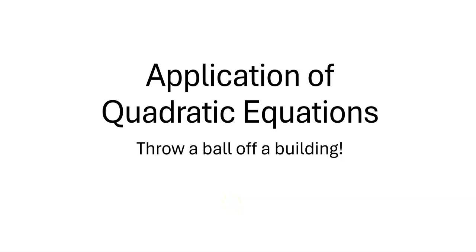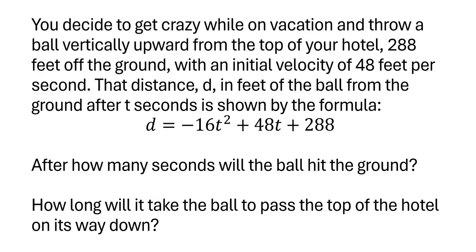Applications of quadratic equations. And while there are a lot, for this particular example, we're going to throw a ball off a building. So you decide to get crazy while on vacation. You throw a ball vertically upward from the top of your hotel, 288 feet off the ground, with an initial velocity of 48 feet per second.